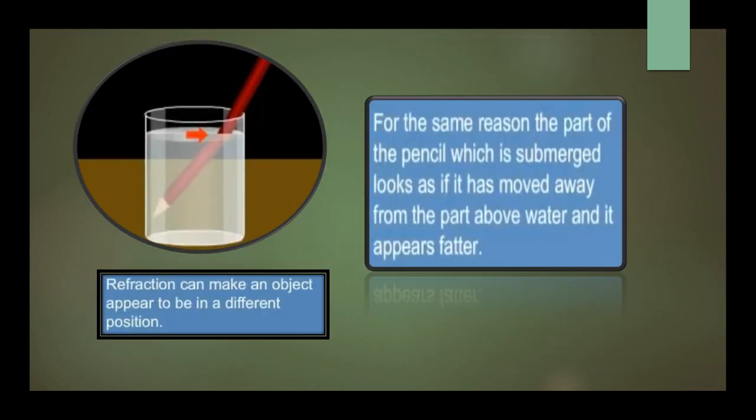Refraction can make an object appear to be in a different position. At the point of the arrow, you can see that outside the water the pencil is straight, and near the interface the pencil appears bent. For the same reason, the part of the pencil which is submerged looks as if it has moved away from the part above water, and it appears fatter as compared to the portion which is outside the water.